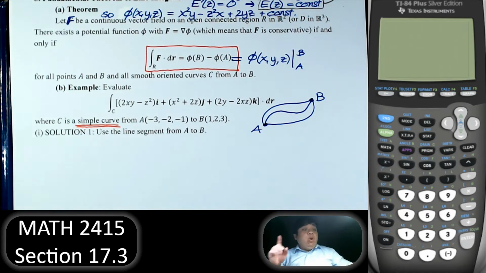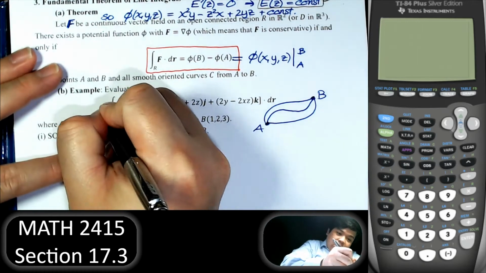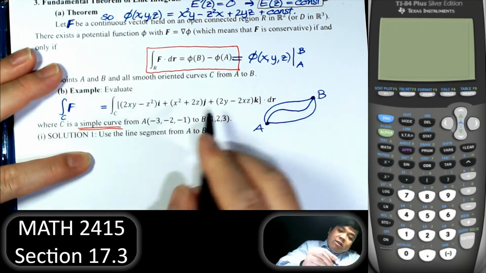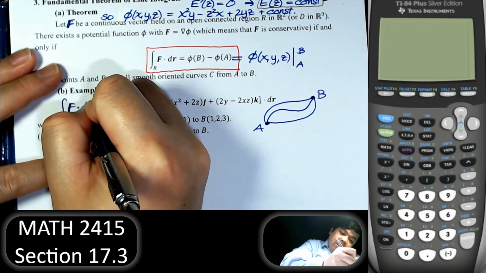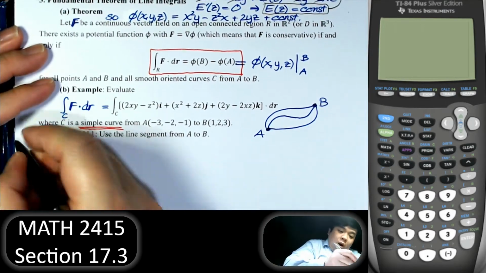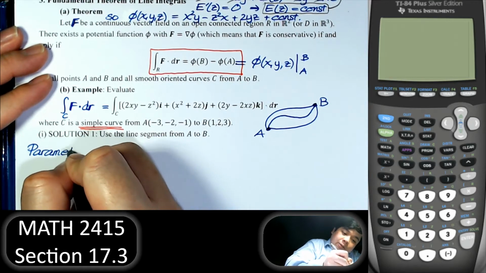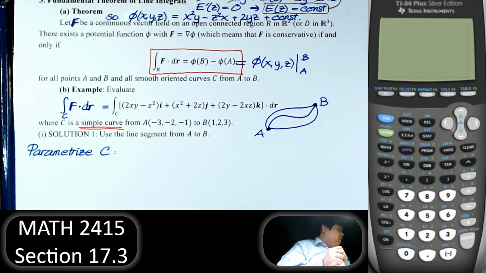Right. So we're going to do this in 2 different ways. First one, we're going to use the line segment from A to B. So a simple line integral. By the way, the line integral can be written as a vector field f dot dr. So the first step is to parameterize the curve C.